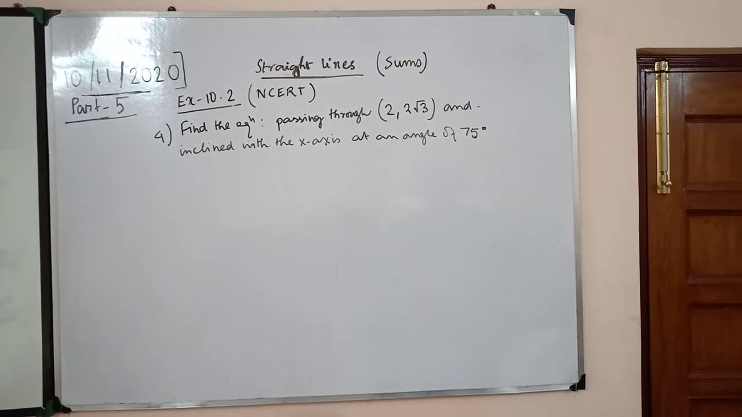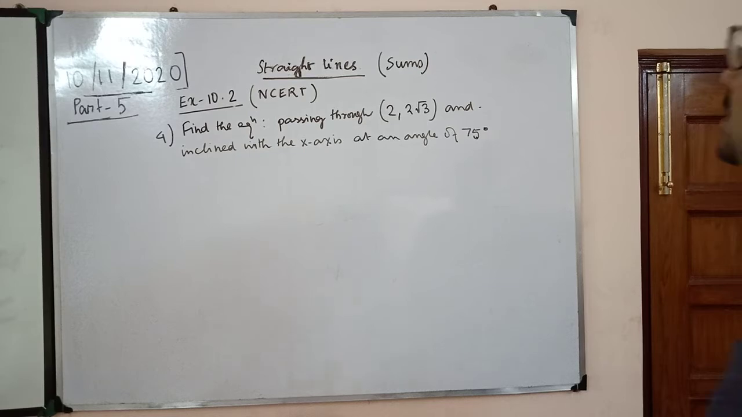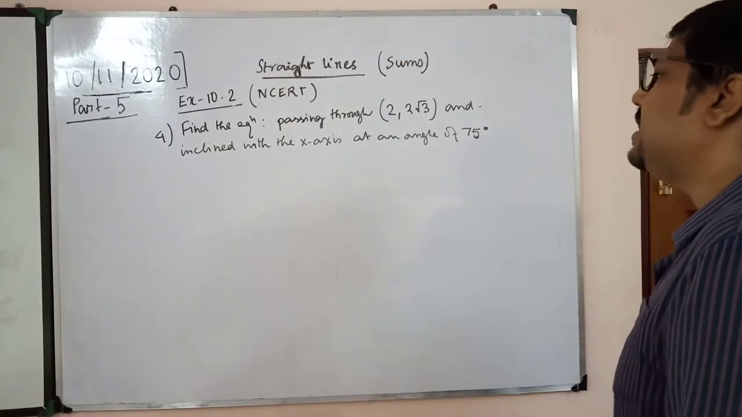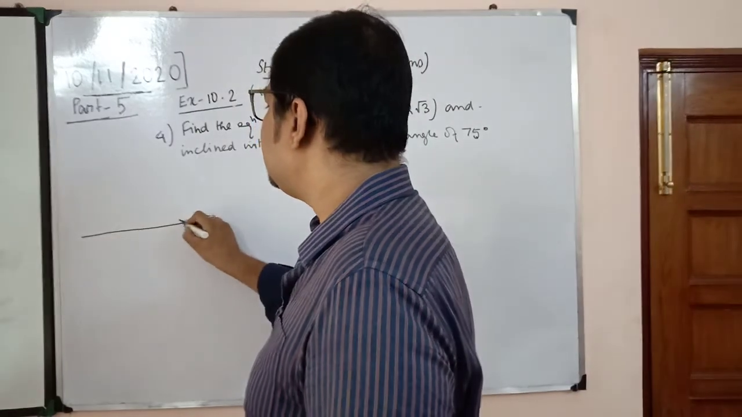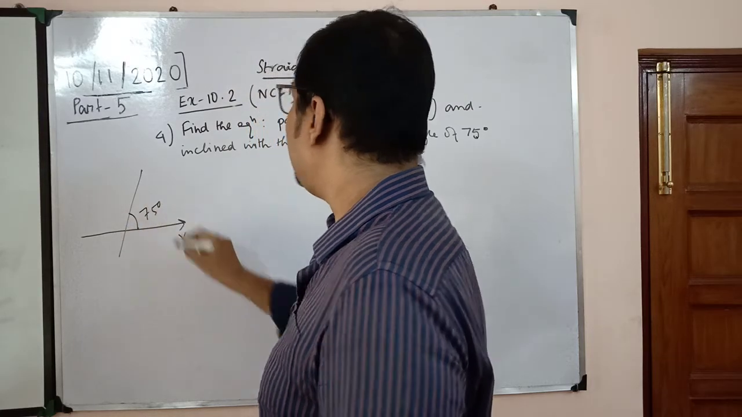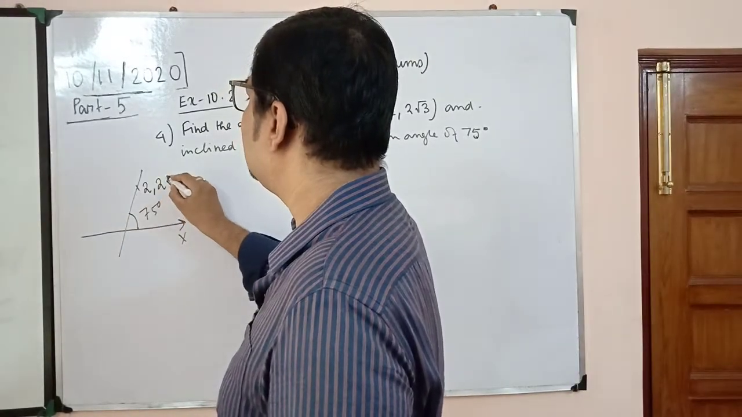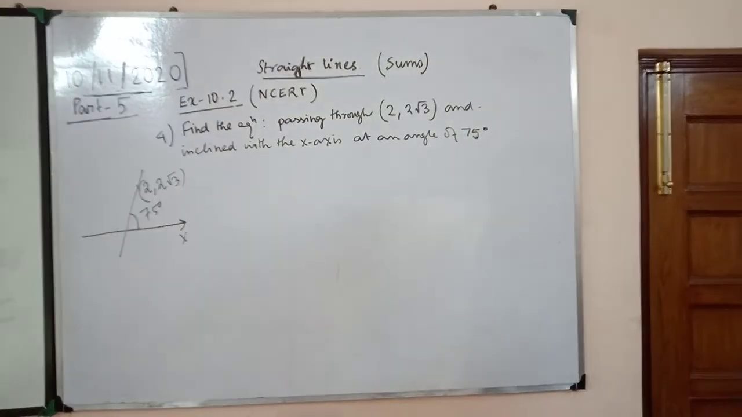Next we come to exercise 10.2 number 4. Find the equation of a straight line passing through this point and inclined with the x-axis at an angle of 75 degrees. That means you can say that this is the x-axis, so the line will be like this, and this is passing through the point (2, 2 root 3).